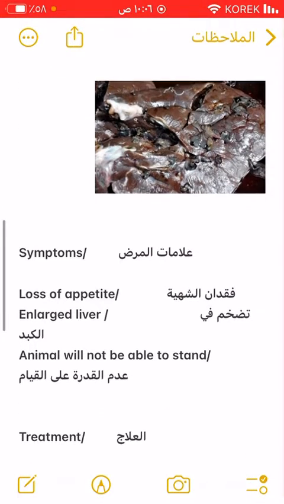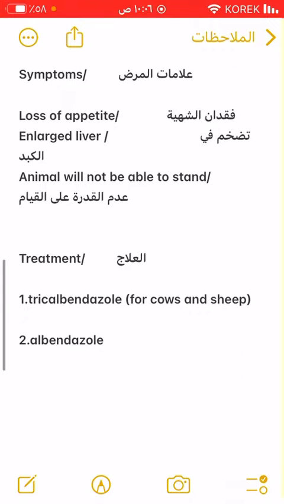The symptoms, 3 main symptoms. So, the symptoms are loss of appetite. The animal will not eat. Of course, the liver is not working, so there will be problems with digestion. Enlarged liver, as you saw in the postmortem. And the animal will not be able to stand, or paralysis, we can say.